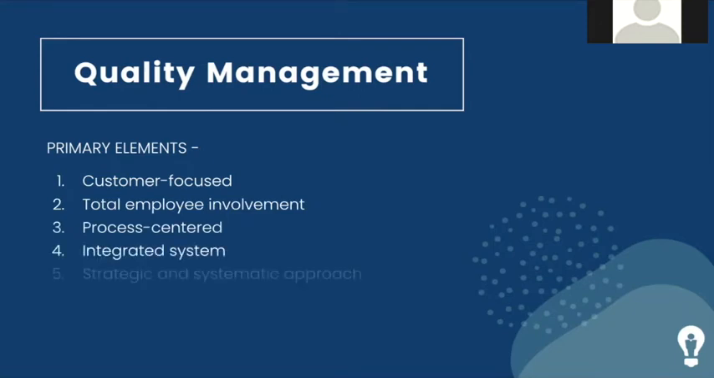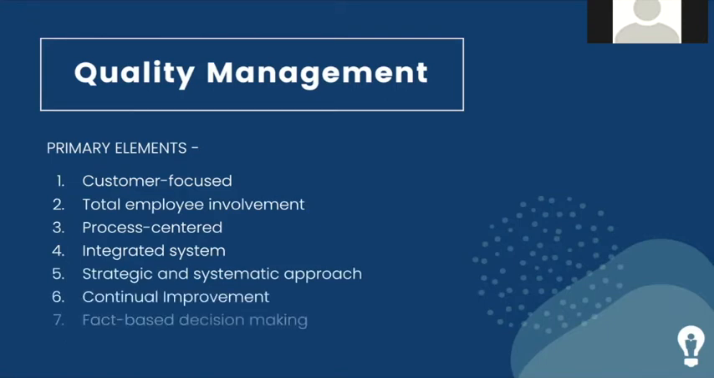Here are 7 principles of total quality management. So as we can see, first is customer focused. Second, total employee involvement. Third, process centered. Fourth, integrated system. Fifth, strategic and systematic approach. Sixth, continual improvement. And seventh, fact-based decision making.